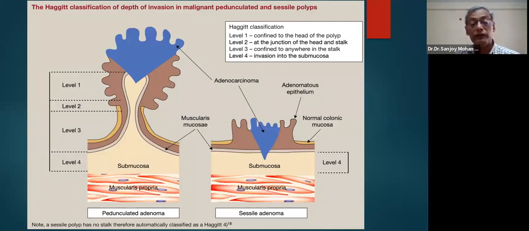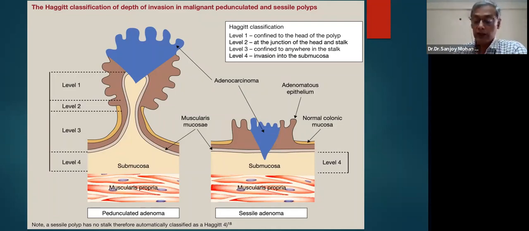If the Haggitt's classification is done in the sessile polyp, this is straightaway stage four, because it has invaded the submucosa. Again, we should keep in mind that in most sessile polyps, whenever we see them, the possibility of submucosal involvement is very high.